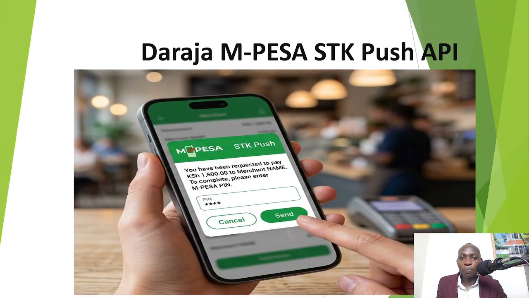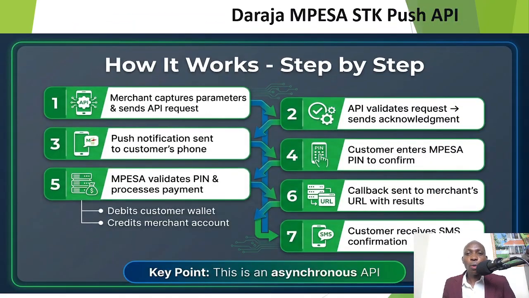So in this video, we are going to cover the first Daraja API, that is the Daraja M-PESA STK Push API. This is the API that enables you to receive a push notification prompt to your phone number so that you can input a PIN to complete an M-PESA transaction. So what is the Daraja M-PESA STK Push API? How does it work? I will take you through step by step on how it works.